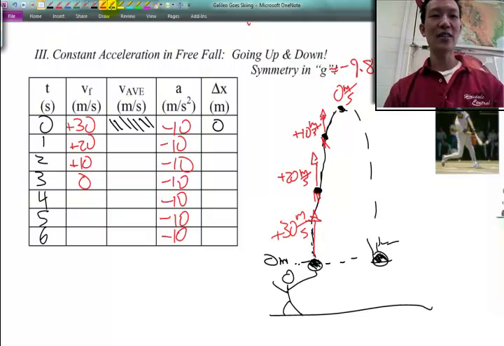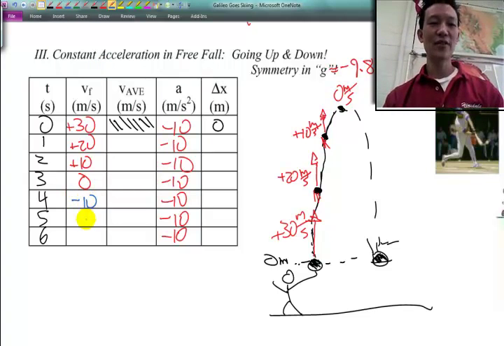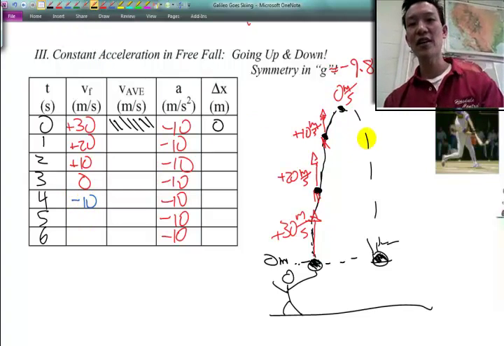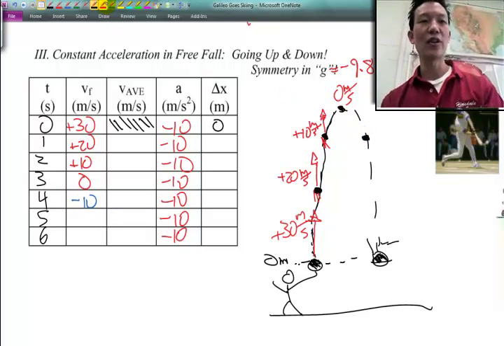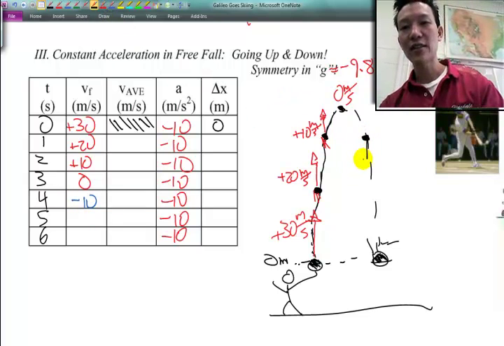Negative 10? What? Are you crazy? Negative. Okay? Good job. What does that mean? The ball is on its way what? Down. You are not crazy. Okay? Yes. Negative just means down. Again, is that important? It is, okay?